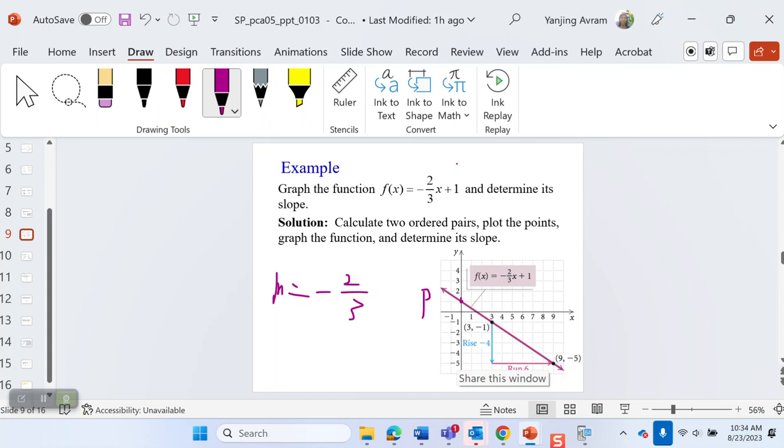Or sometimes you can just use 2 points. X is 0, y will be 1, right? And how about when x equal to 3? Okay, when x equal to 3, y will be -1. Look at it. When x equal to 3, so 1, 2, 3. All right, y will be -1. So right here, so that's 3 and -1 right here. Okay.